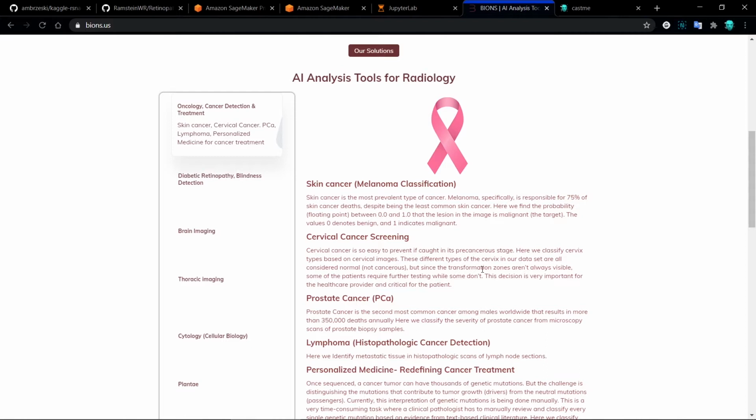In every part, for skin cancer, we'll be able to detect skin cancer from what? Let's have a look at the first description. Skin cancer is the most prevalent type of cancer, with melanoma especially responsible for 75% of skin cancer deaths, despite being the least common skin cancer. Here we find the probability, a floating point value between 0.0 and 1.0, that the lesion in the image is malignant. The value 0 denotes benign and 1 indicates malignant.